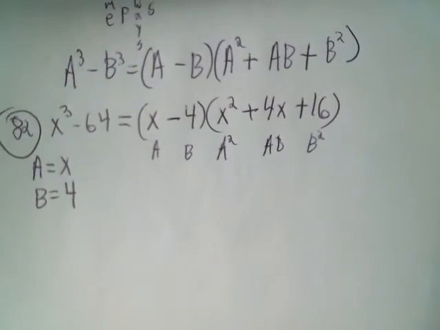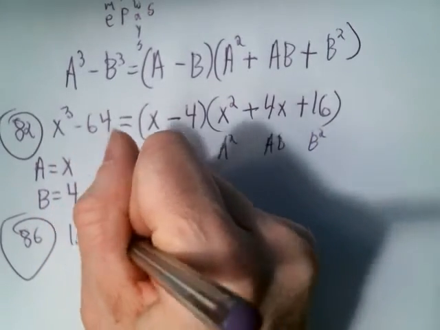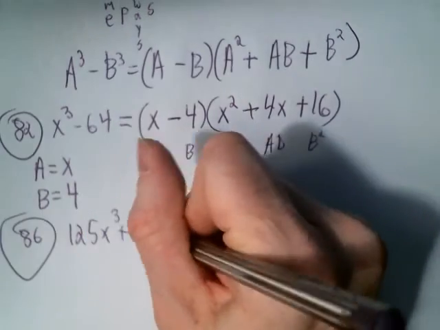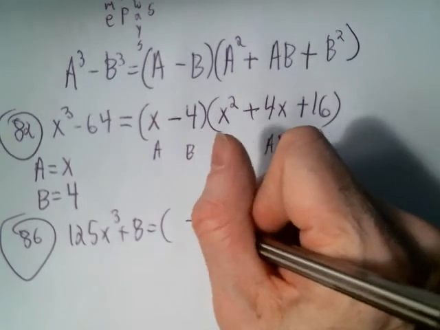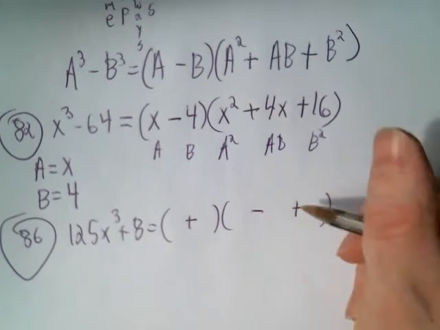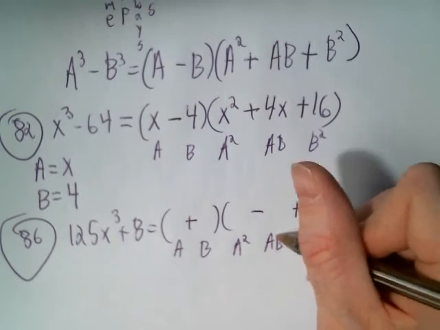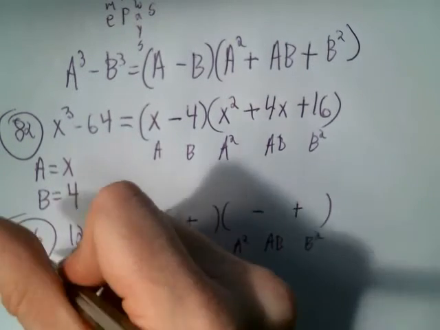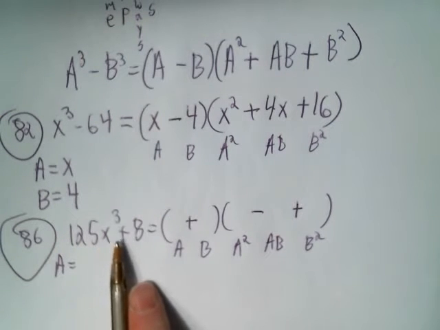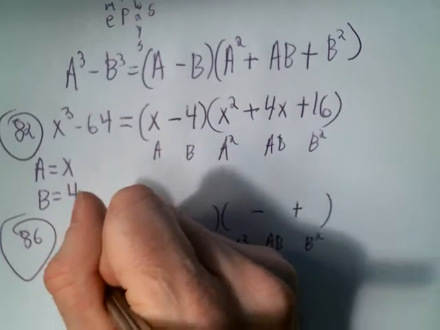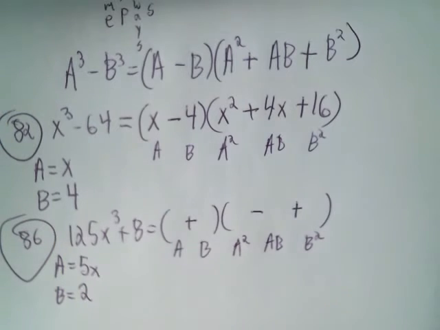Let's look at another. So this is 86. I have 125x cubed plus 8. Okay, so it's same sign, opposite, always positive. I need A squared here, A times B here, and then B squared. So I asked myself, what times what times what is 125x cubed? That's going to be 5x. And then what times what times what is 8? It's just 2.